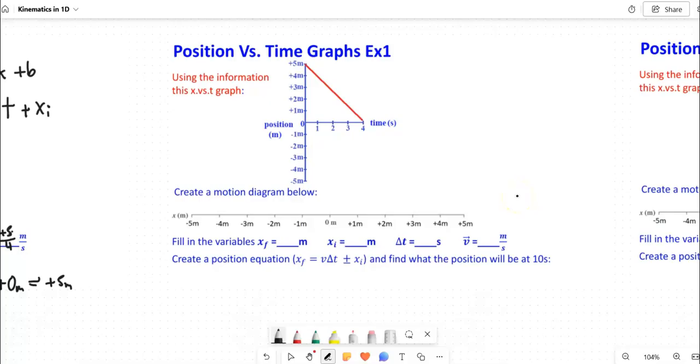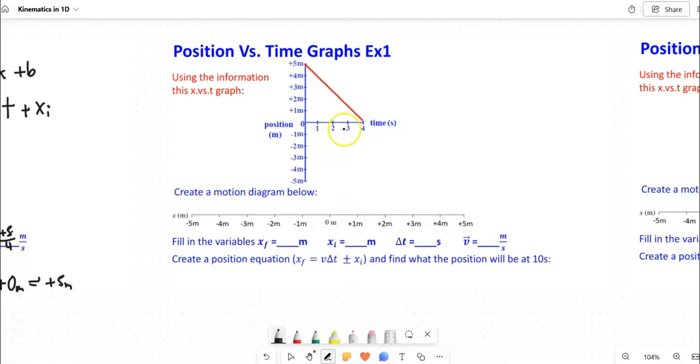So go ahead and fill out the motion diagram, these variables, create a predictive equation, and then plug in 10 seconds for the time frame, delta t, and find out what your position should be at the 10-second mark. So try this on your own. Go ahead and pause the video now. Okay.